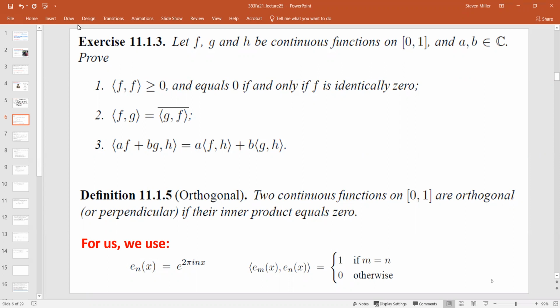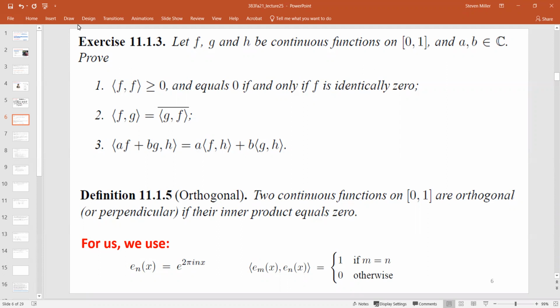And then the last one is a kind of linearity property. If we have af plus bg dotted with h, it's af dotted with h plus bg dotted with h. So it's linear in the first component. All right. And then the next is the definition of the word orthogonal. So we say two functions are orthogonal or perpendicular if their inner product is 0. Orthogonal just sounds more prestigious and snooty than just saying perpendicular.